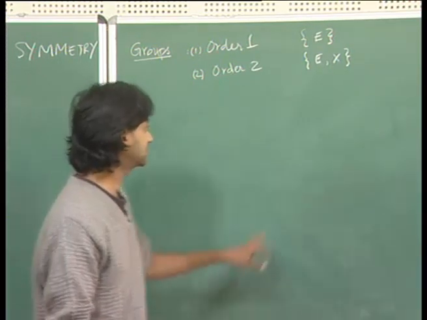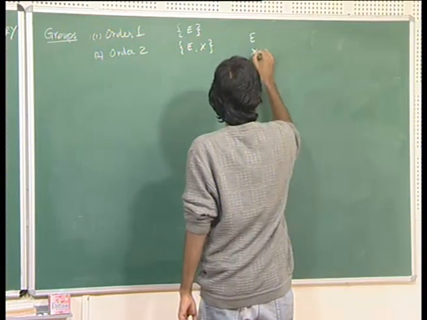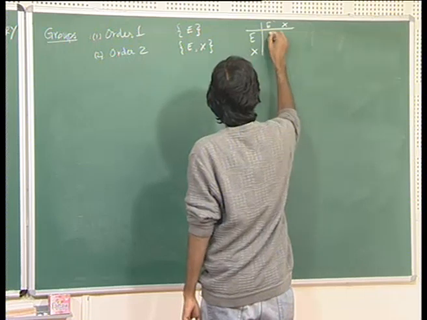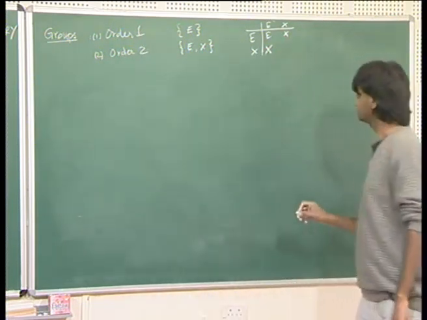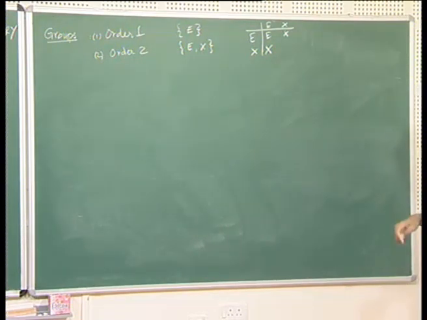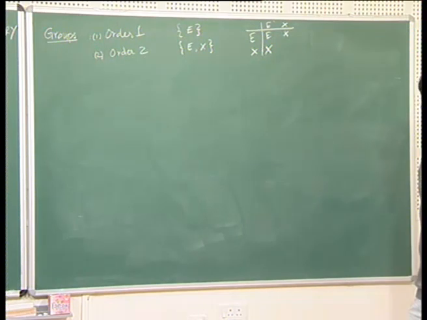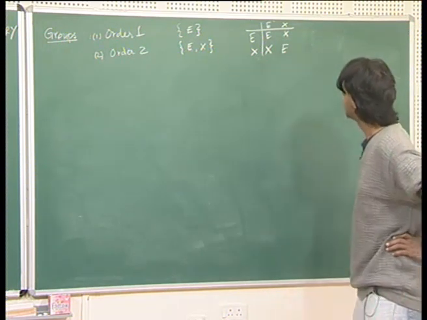Now, the multiplication table of this group will just be E X, E X. Now, this has to be E, this has to be X, this has to be X. And so what does X into X have to be? Now, it is not hard to convince yourself that X into X has to be equal to E.